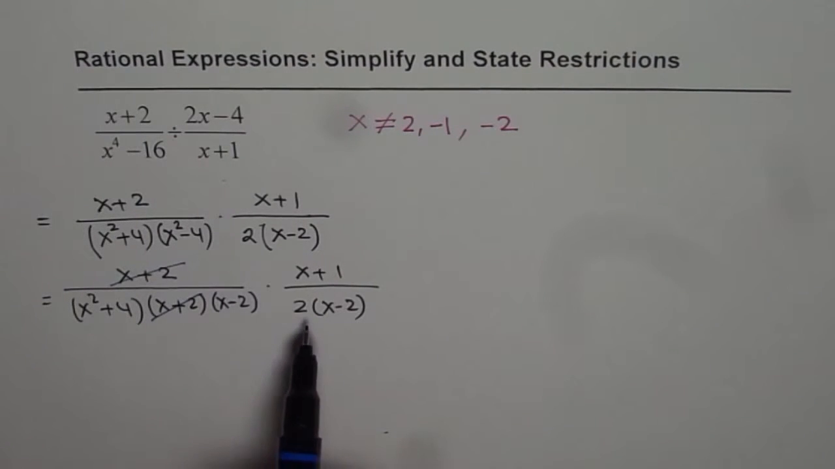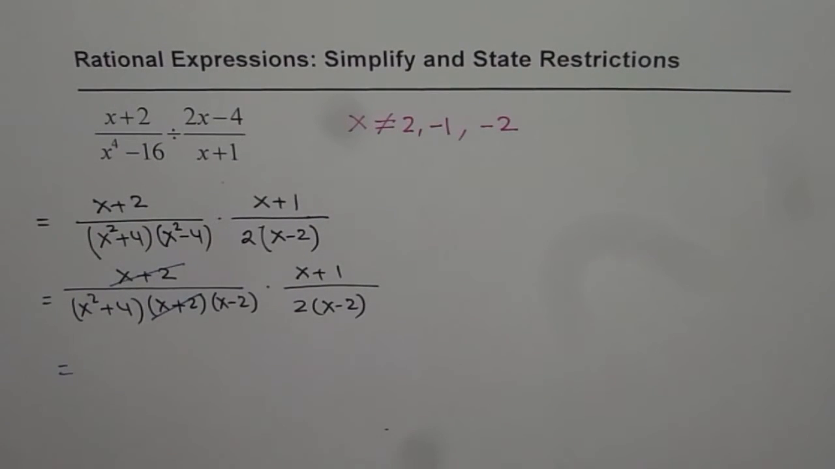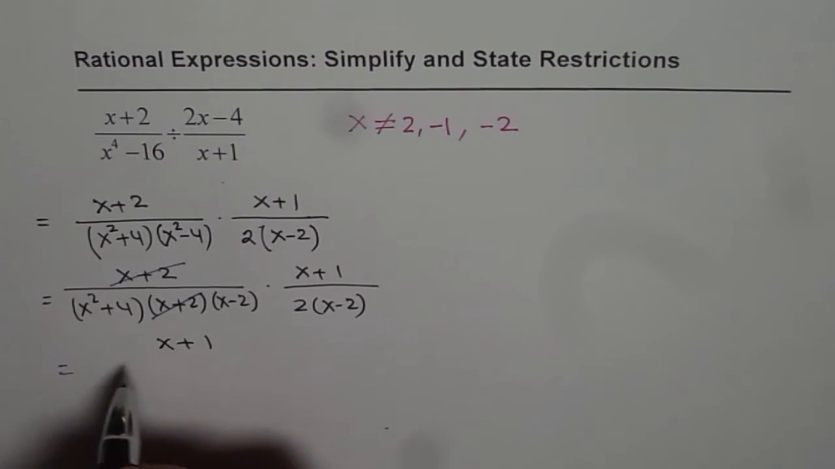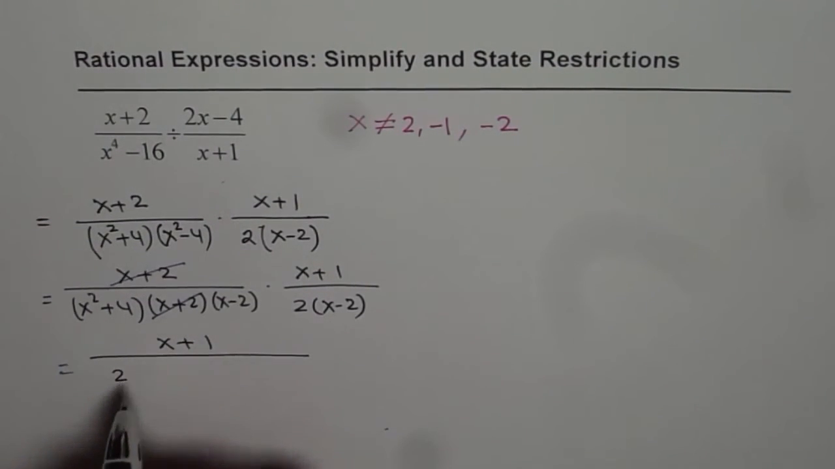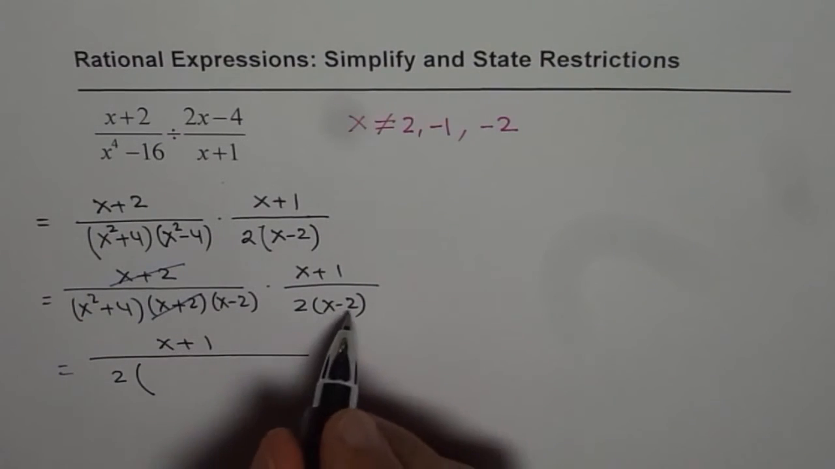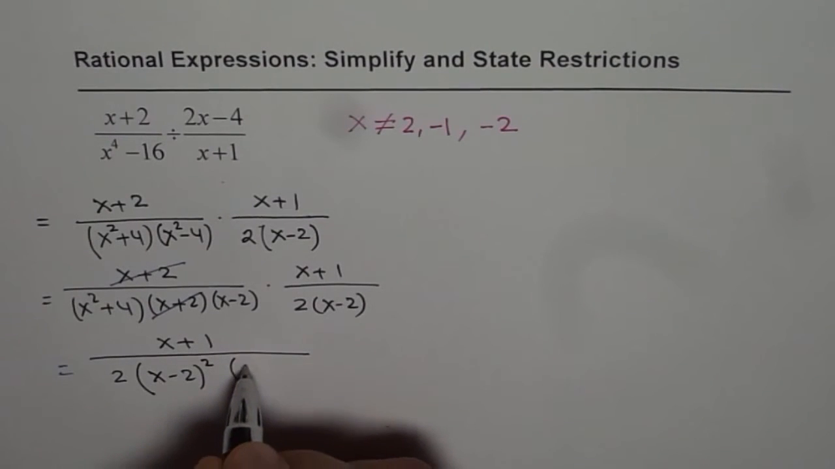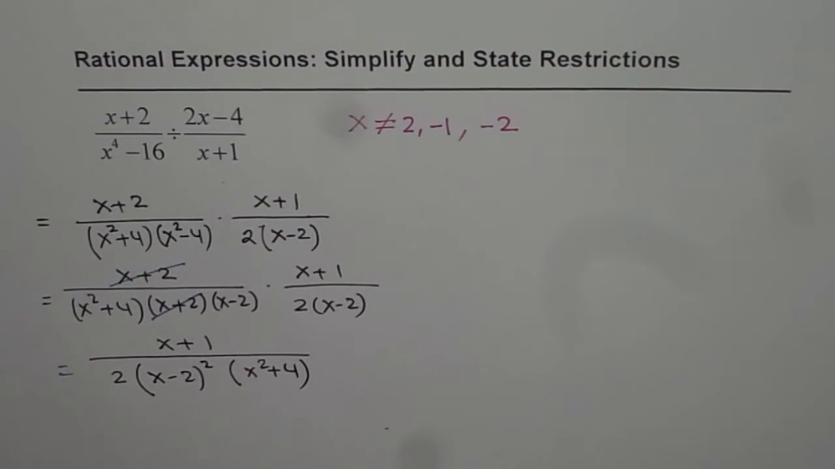So we have 2 in the denominator, and we have x + 1 in the numerator, correct? So we could write this as x + 1 in the numerator, and the denominator is 2 times (x - 2) squared times (x^2 + 4), correct? So that is what we get as the result of this, right?